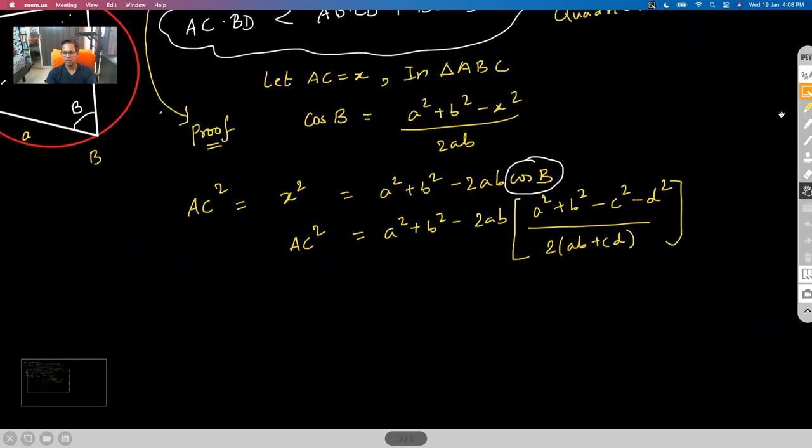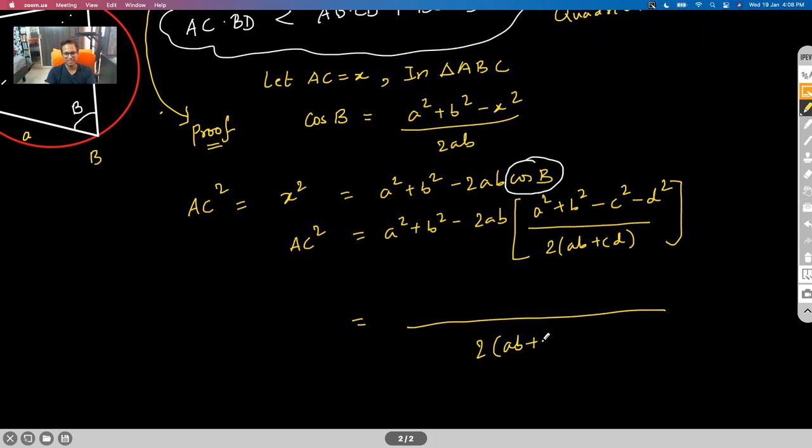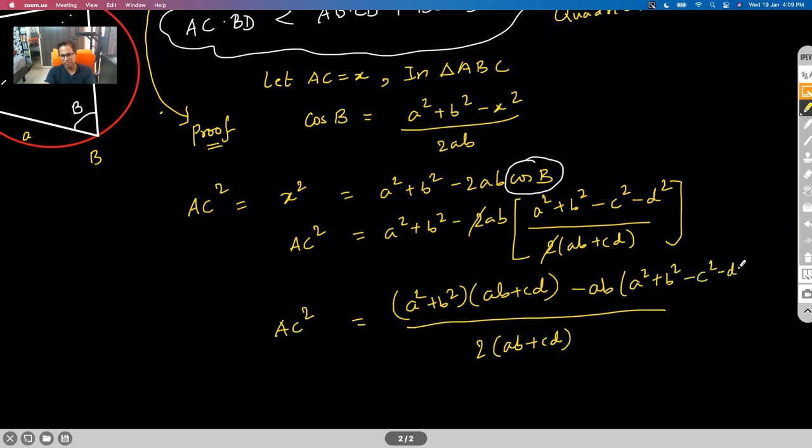Okay. Now, we are going to do a simplification of this. Don't worry. I'll prove it in a very easy way. So, I'm just doing a simplification of AC square. So let me take the LCM. So it will become, by the way, this two you can cancel off. So you have A square plus B square times AB plus CD minus AB times A square plus B square minus C square minus D square.